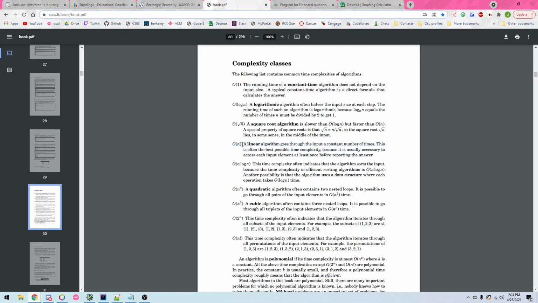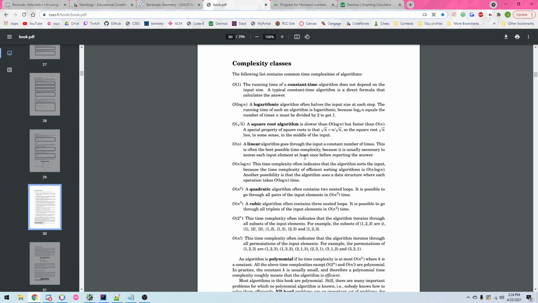Linear just refers to O of n. For example, let's say you have an array of n elements and you write a for loop from 1 to n. The time complexity of even iterating through an array, like checking an array or outputting an array or anything, is going to be linear.